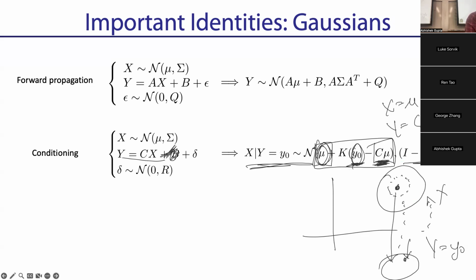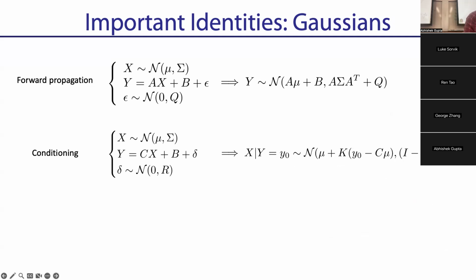And the second one is saying that you look at this extra piece of evidence and you shrink your uncertainty. Right? So this I minus KC is shrinking your uncertainty. So you can think of this as interpolating. It's interpolating between your previous belief and an updated belief, and this is shrinking your uncertainty.